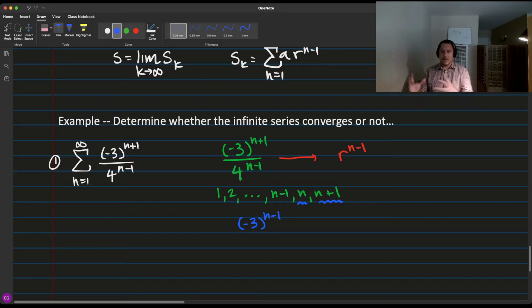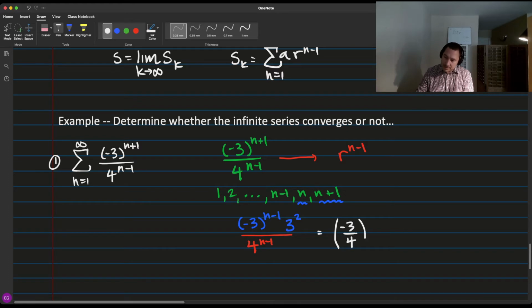Does that make sense? If you count from 1 to n plus 1, that n plus 1 is your last term, there's a term before that, which would be n, and then a term before that, which would be n minus 1. So on the top, you get negative 3 to the n minus 1 times 3 squared. And then on the bottom, you have 4 to the n minus 1. What's the whole point of doing this? Using the exponent laws, because they're both raised to the power of n minus 1, really what I have is negative 3/4.